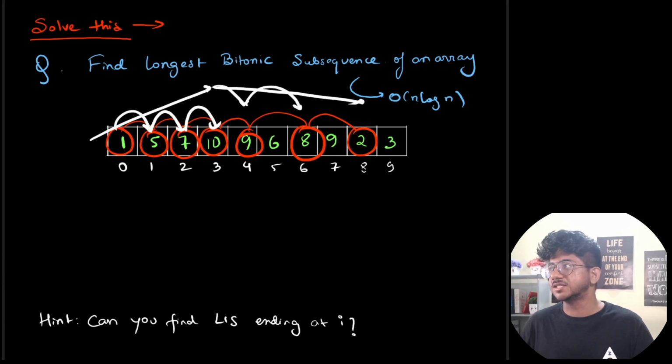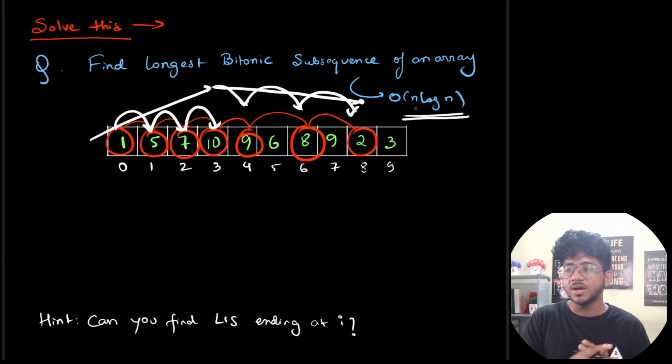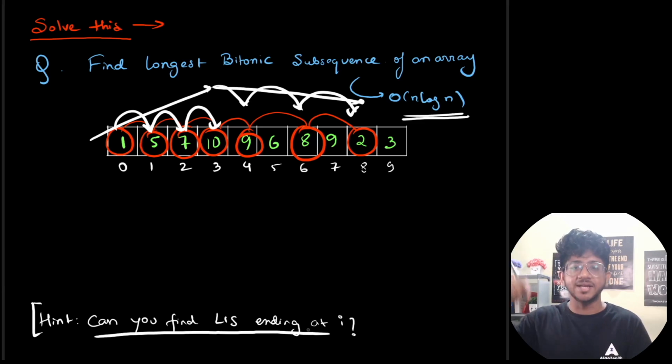So you need to find the longest bitonic subsequence of an array. It strictly increases and then strictly decreases. A subsequence like that is called a bitonic subsequence. And you have to do this in n log n using whatever we have learned till now. It's actually an extension of LIS only, but you have to think about how you will apply it. I can give you a hint: can you find the LIS ending at index i? That might be key to this problem.